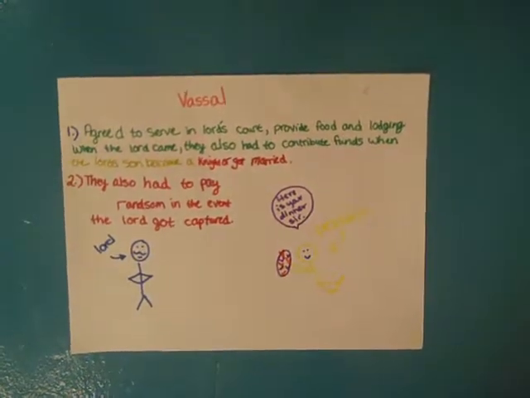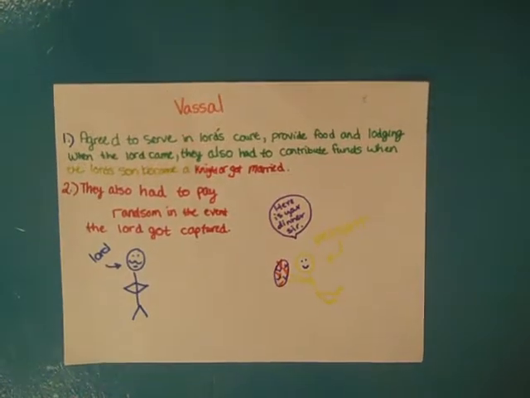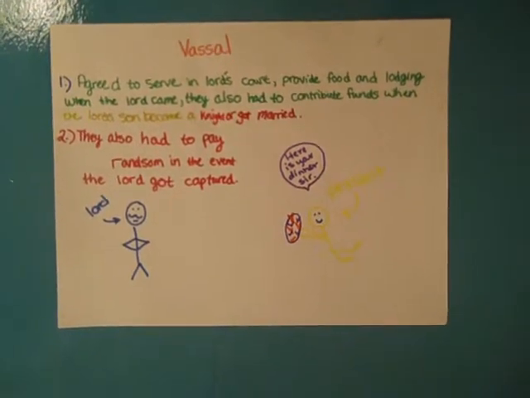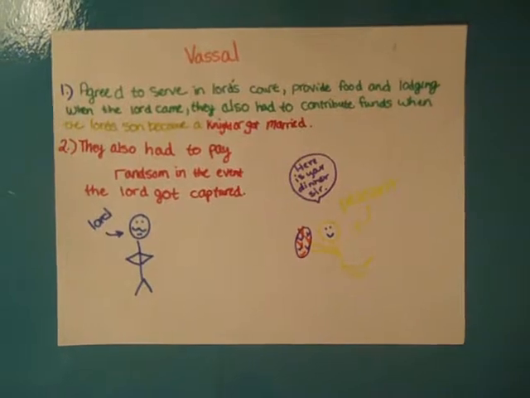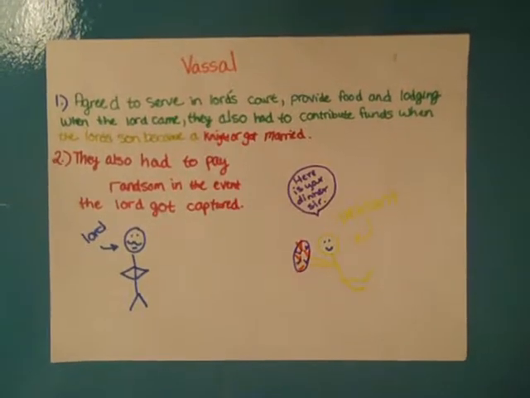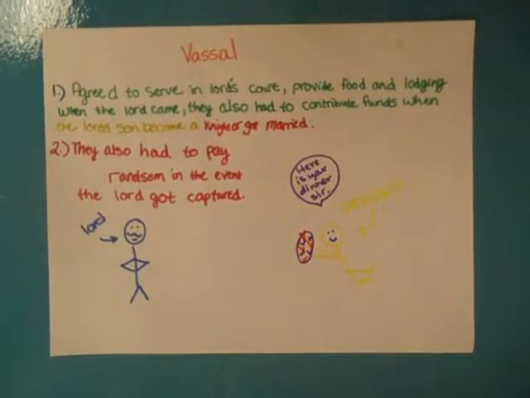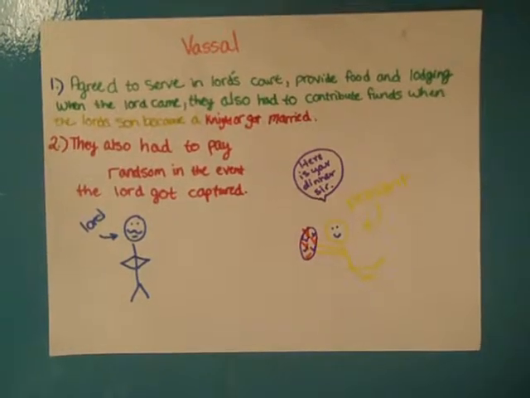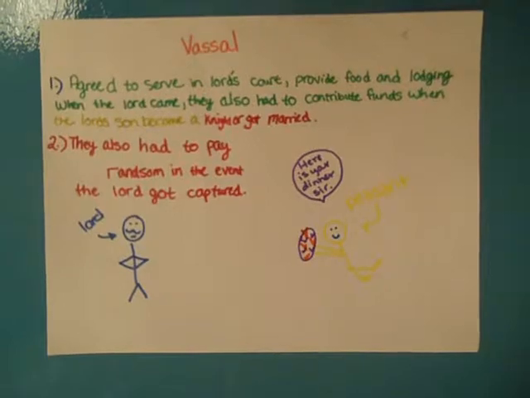Vassal. Agreed to serve in the lord's court and provide food and lodging when the lord came. They also had to contribute funds when the lord's son became a knight or got married. They also had to pay ransom in the event that the lord got captured. This slide is of a vassal serving the lord dinner because he came to the manor.